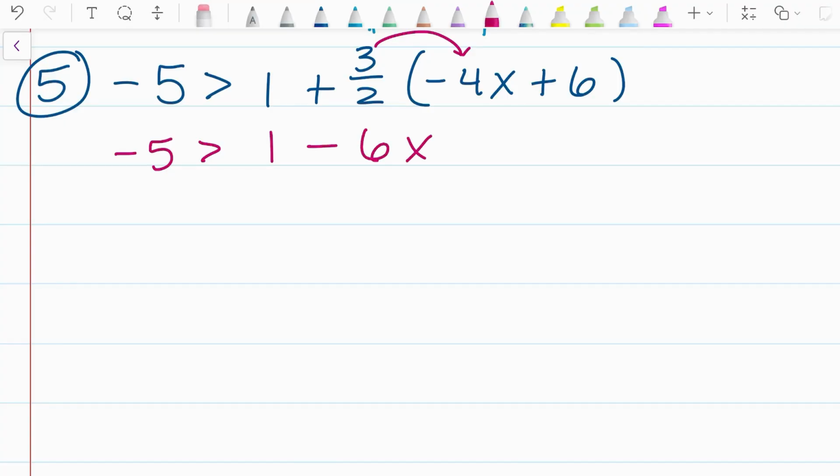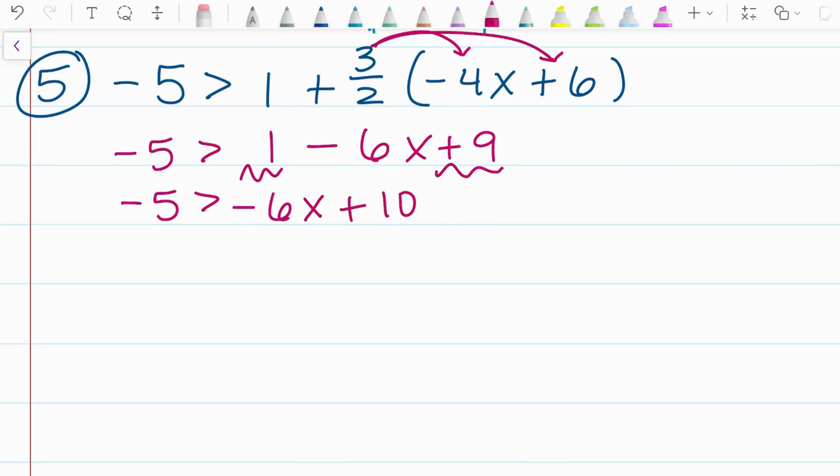Another way to do that would be to do 3 times negative 4 is negative 12, divided by 2 is negative 6. Then I'm going to take this 3/2 times the 6. So again, if I do that, you can do the 3 times 6 first. That would be 18. 18 divided by 2 is 9. And then I'm going to combine my 1 and my 9. So I have negative 6x plus 10.